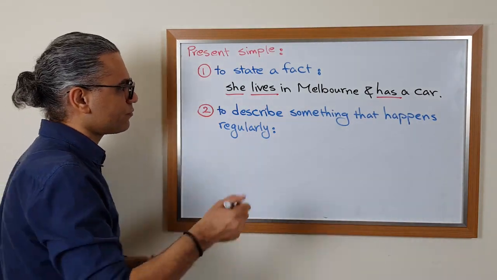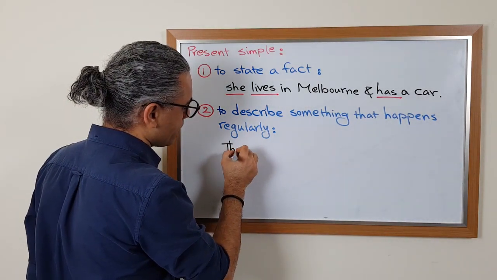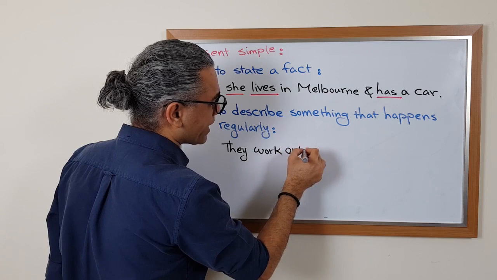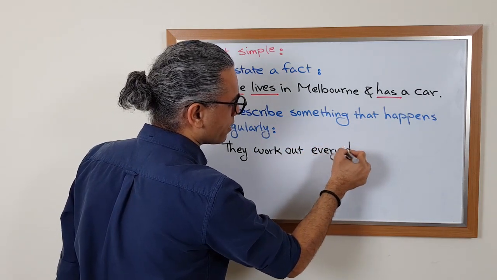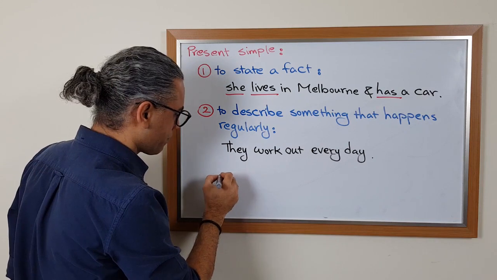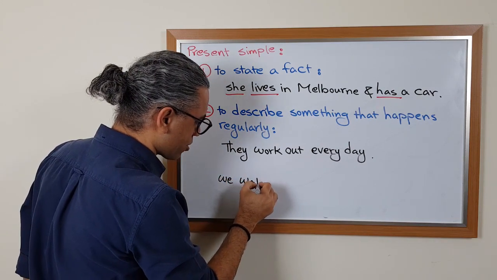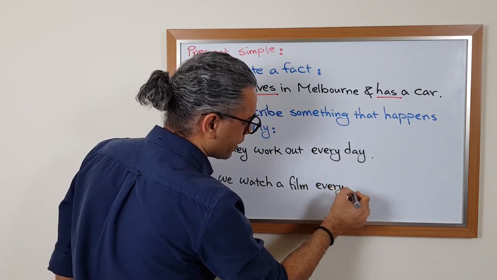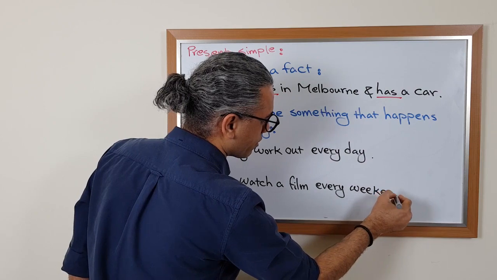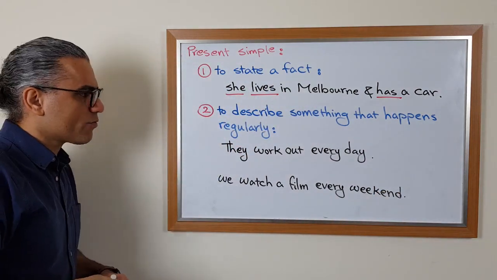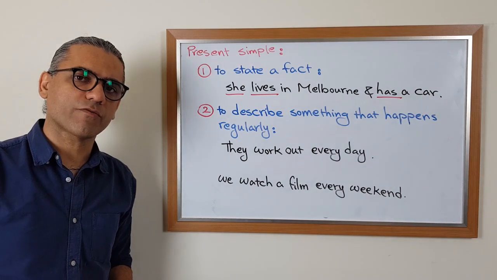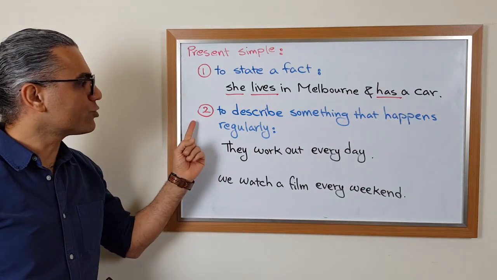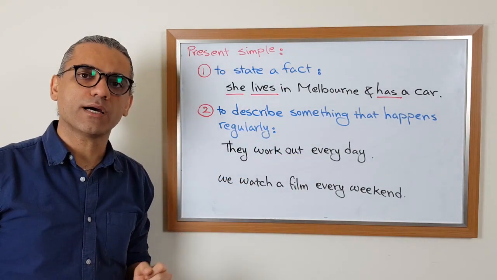Example: they work out every day. We watch a film every weekend. So as you can see, the main two functions of present simple is one, to state a fact, something which is always true, and two, to describe something that happens on a regular basis.